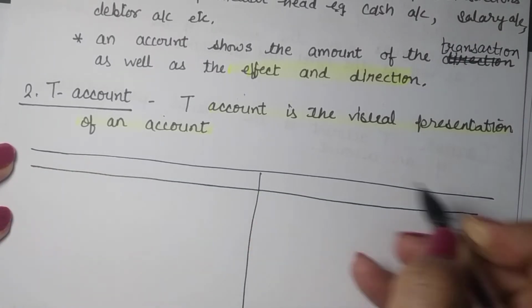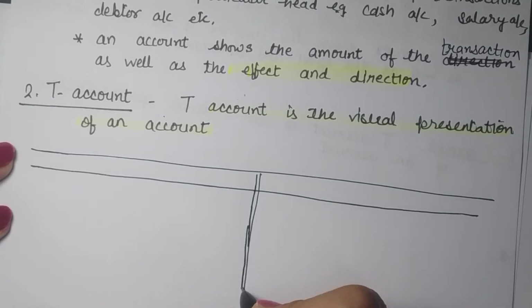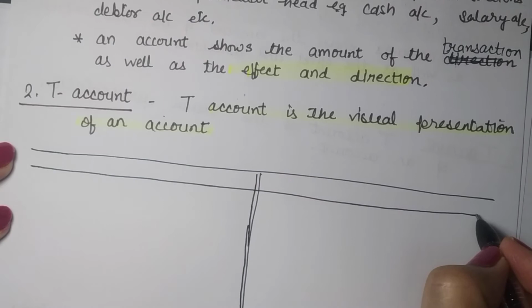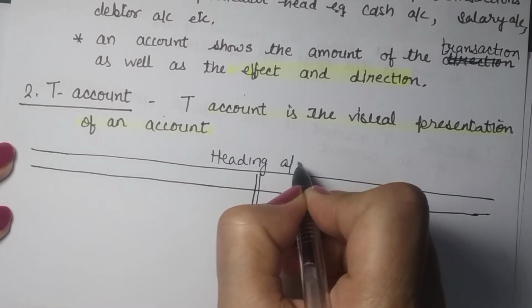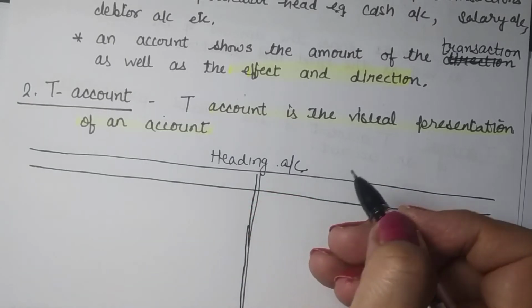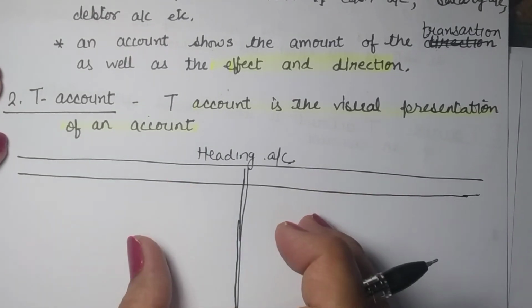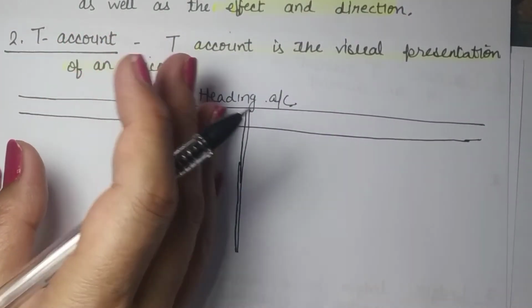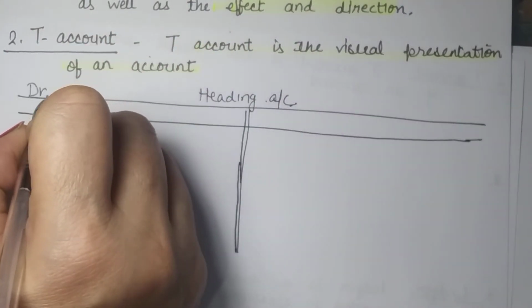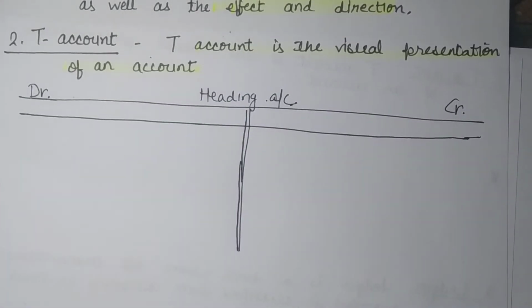So for your own understanding, we have various columns within each side. Here we give the heading of the account. Account is written as A/C. So you give a heading: cash account, capital account, rent account, salary account. Now in this you have two sides. Debit is always on the left side. Debit is reported as DR, and credit is always on the right side. So we have two sides called debit and credit.